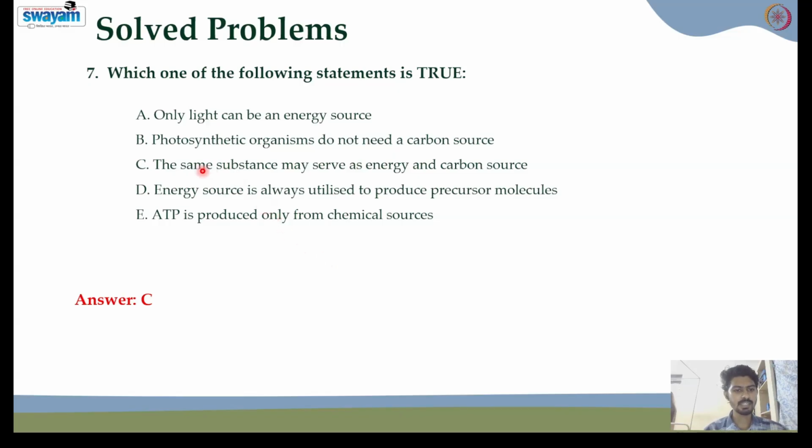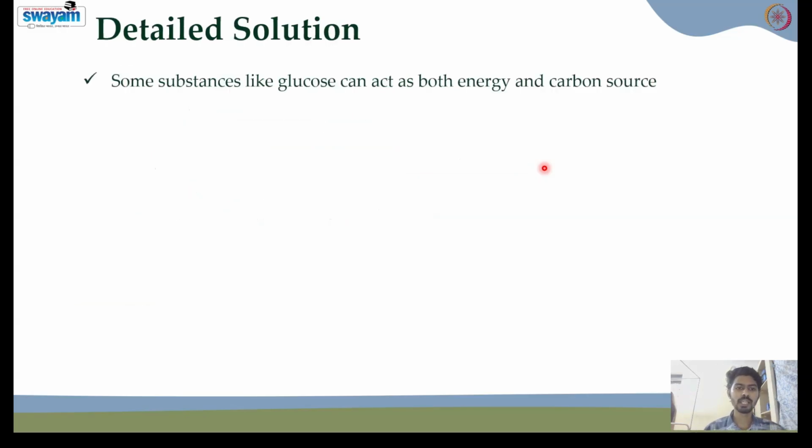So option C, the same substance may serve as an energy and carbon source. That is, glucose can serve as both carbon and energy source, which we have seen in the earlier lecture, through glycolysis, TCA and electron transport chain. Glucose not only serves as a carbon source, it also acts as an energy source for ATP production. So we will move on to the next question.